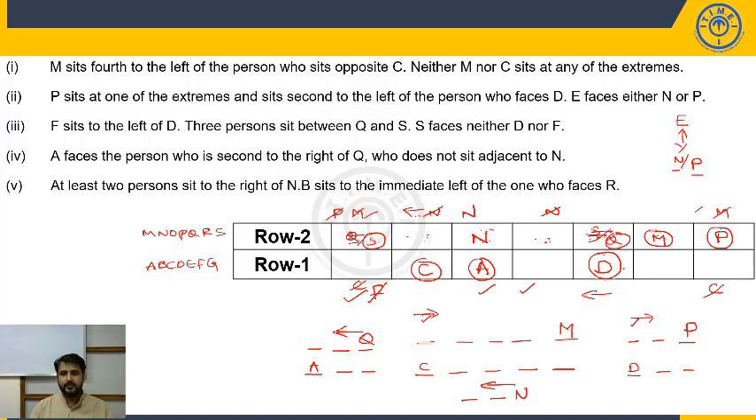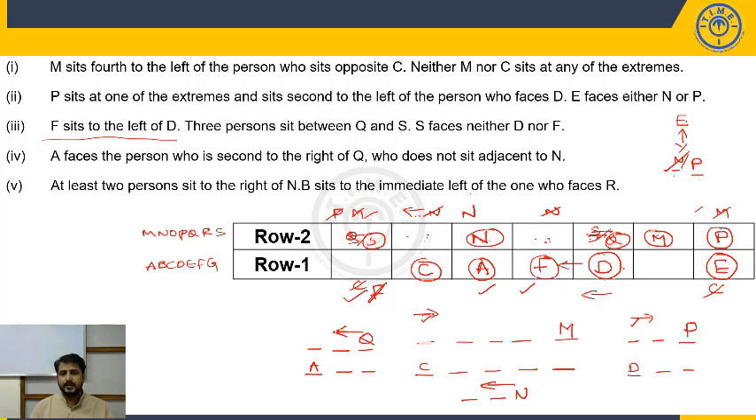Earlier we have the information E is either facing N or P. But now N is facing A. So definitely I can say that E is facing P. So E will be here. Earlier we have the information F sits to the left of D. So F cannot be here. Already C and A. So the only position is F here. F is left of D.